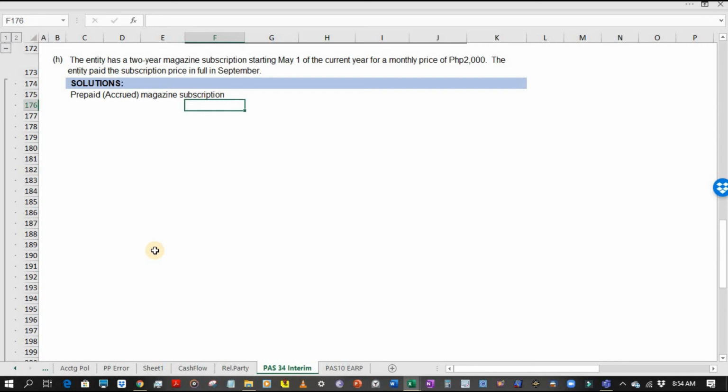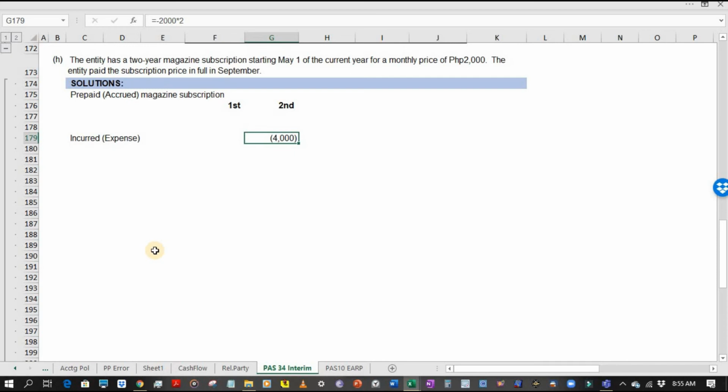So let us start with the first quarter. In the first quarter, there will be no recognition of expense because again, the start of the contract is on May 1. So we are going to recognize expense starting May 1, which is in the second quarter. In the second quarter, we are going to recognize subscription expense for 2 months, May and June, and that will be 4,000 pesos. Again, it will only cover 2 months, May and June.